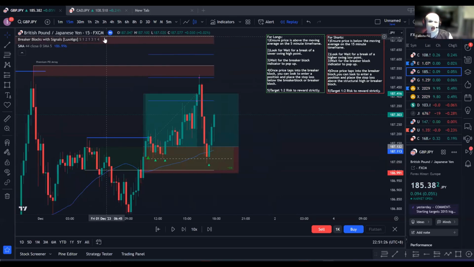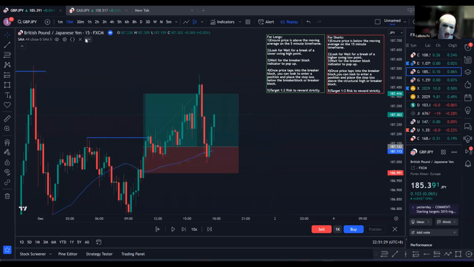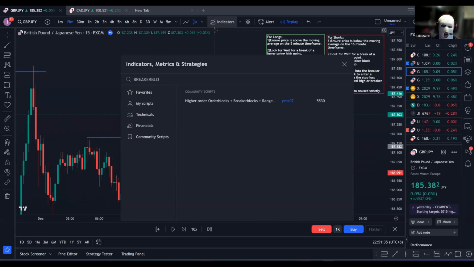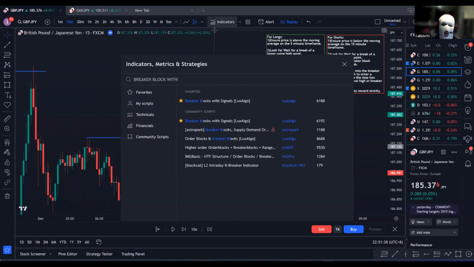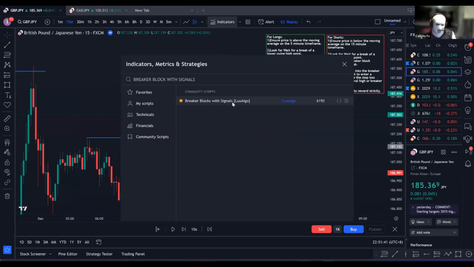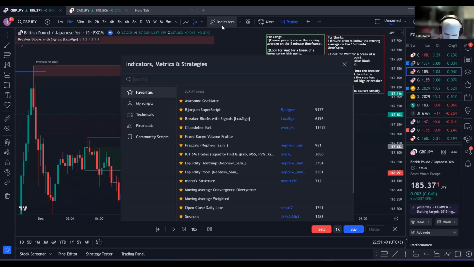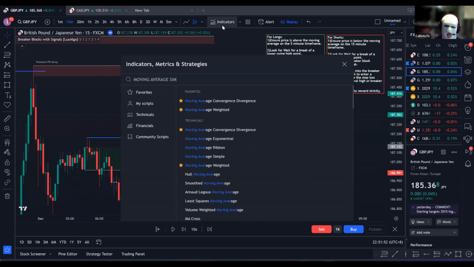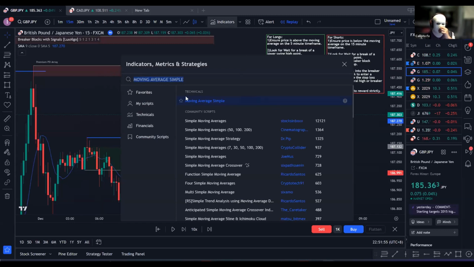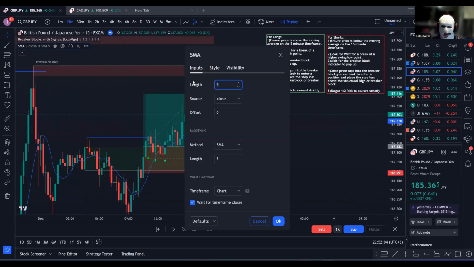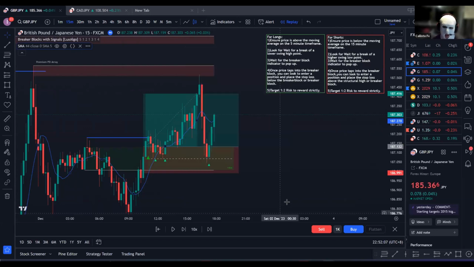Now, for those guys here that can't find the indicator, let me just turn off everything and do it in front of your face. Number one, breaker block with signals. This one over here. Click on it, bam, you have this. Second thing, moving average simple. Edit. Now you have these two indicators. Now you can see the MA looks very different from just now, because you need to change the settings. Go to settings, change the length to 44. And bam, there you have it.